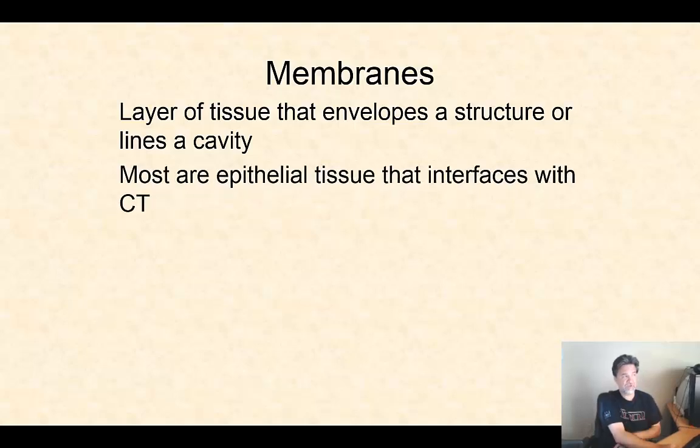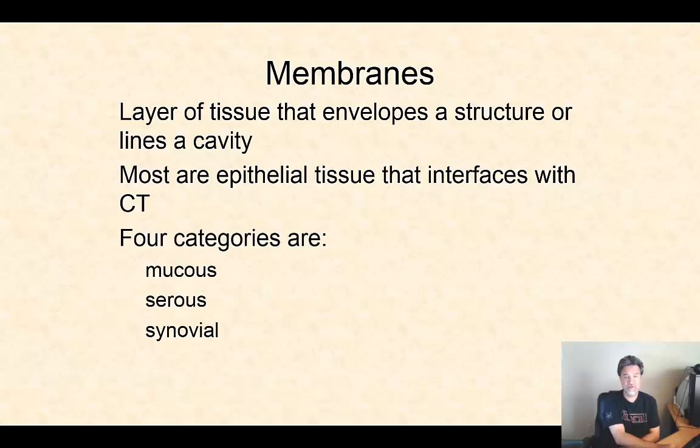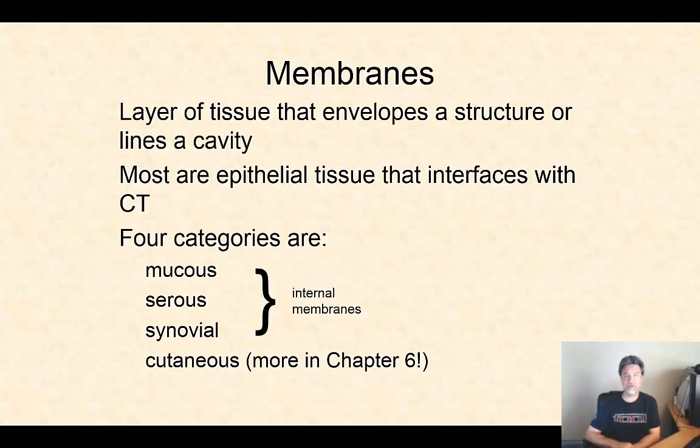There are four types or four categories of membranes. First, we have the mucous membrane we'll be talking about, the serous, which we have already fully covered in chapter 1, and the synovial. These are the three membranes that are internal membranes. And then the external membrane is the cutaneous membrane, the skin. And there's a whole chapter devoted to that material that we'll be talking about.